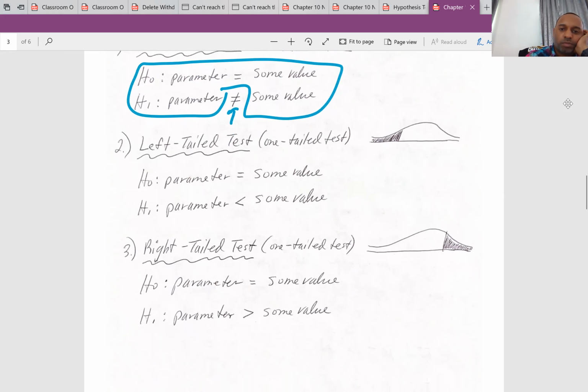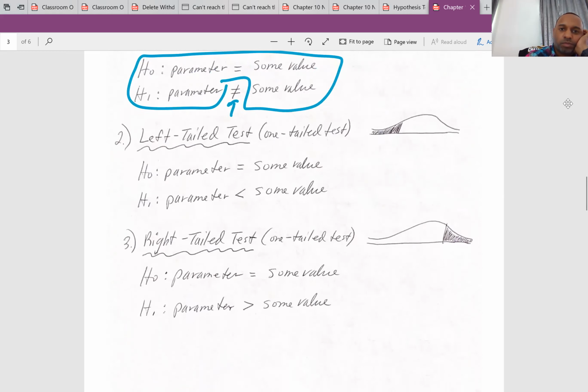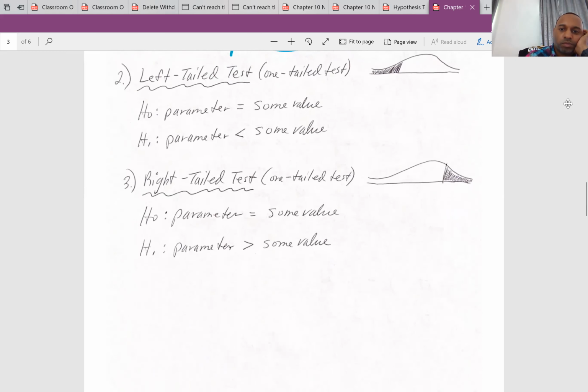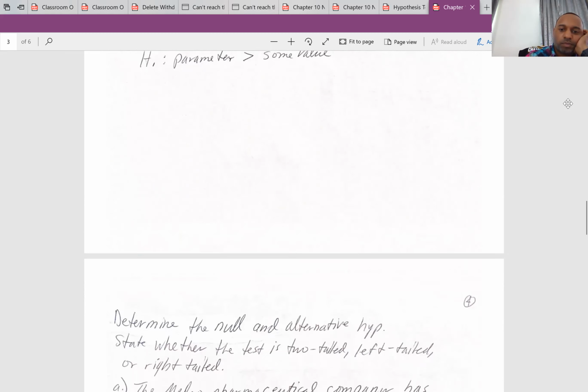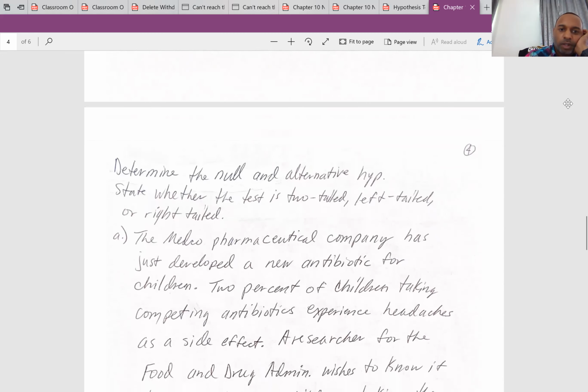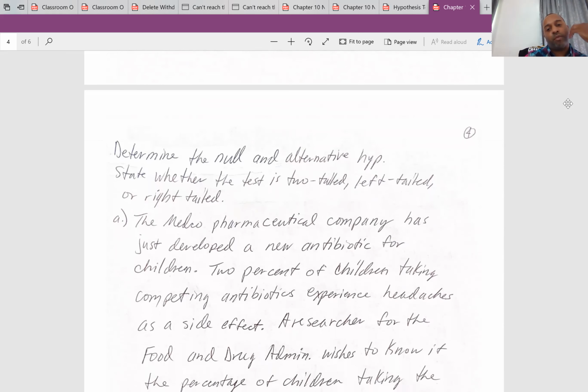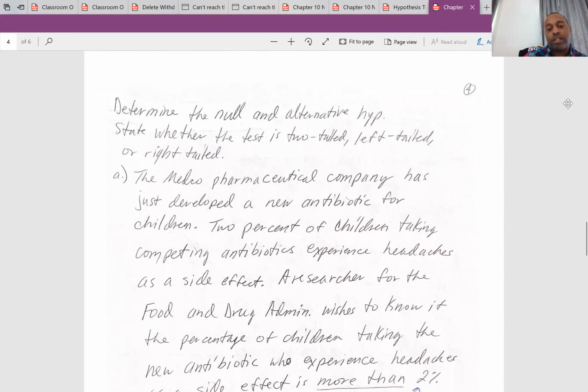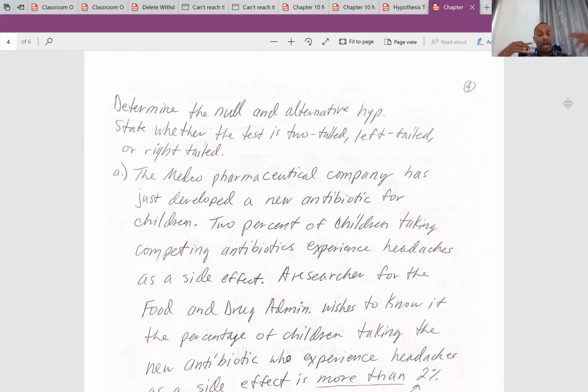Scroll up. All right, so in this example right here, we're not looking to actually perform the whole hypothesis testing. What we want to do here is just determine what is the null and alternative hypothesis, and then state the test, whether it's two-tailed, left tail, or right tail.